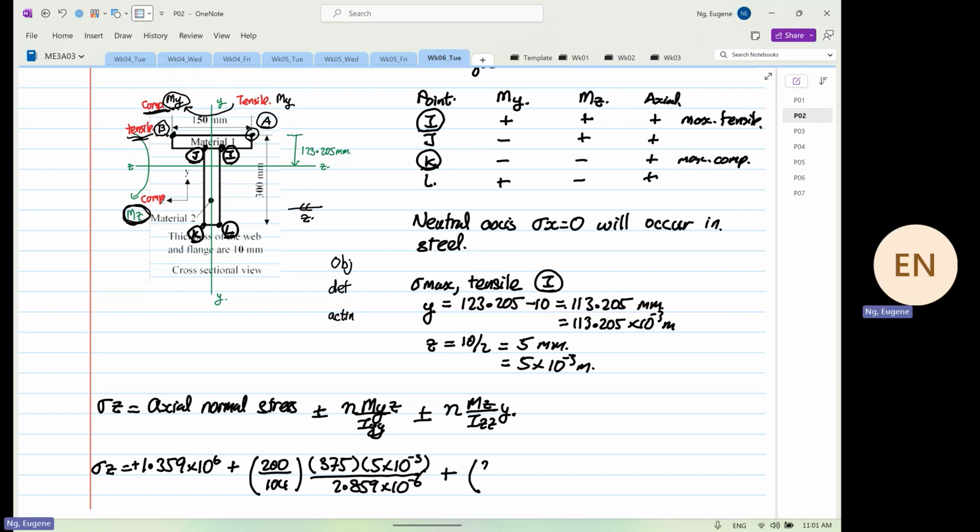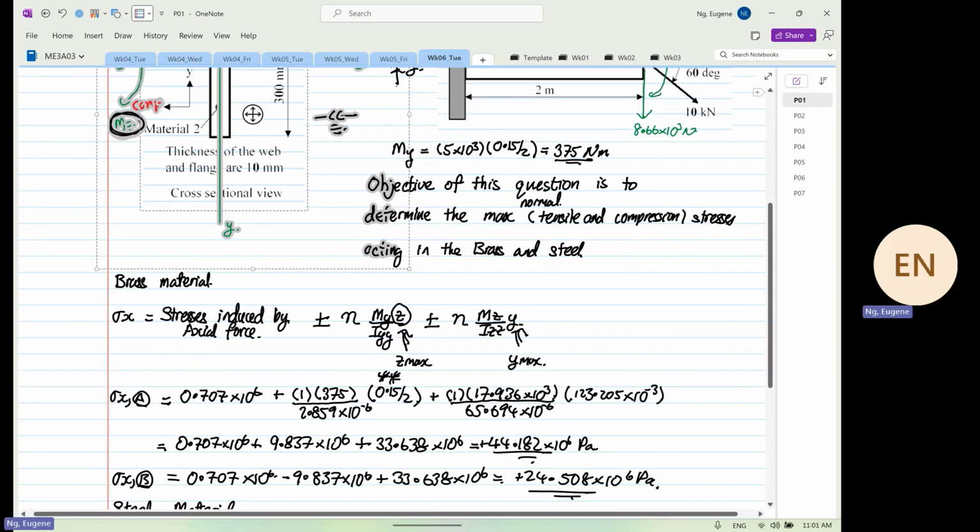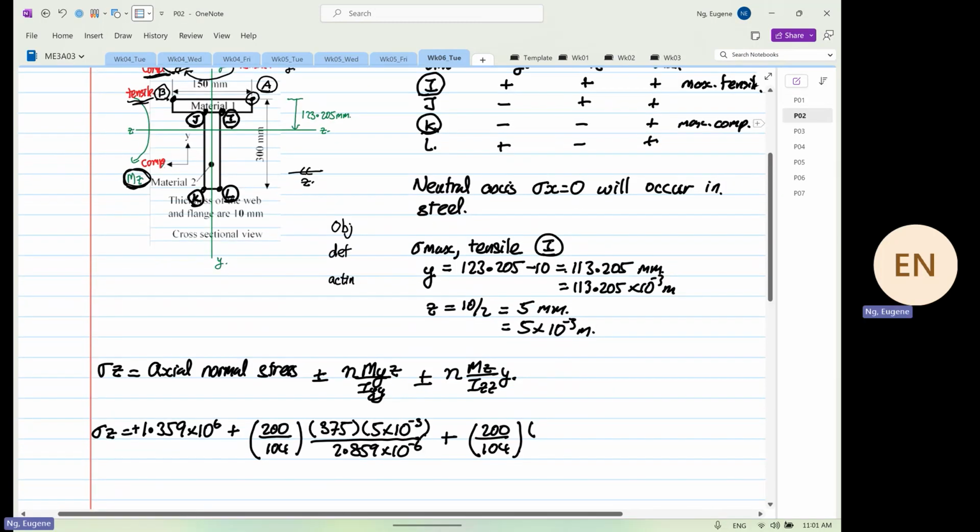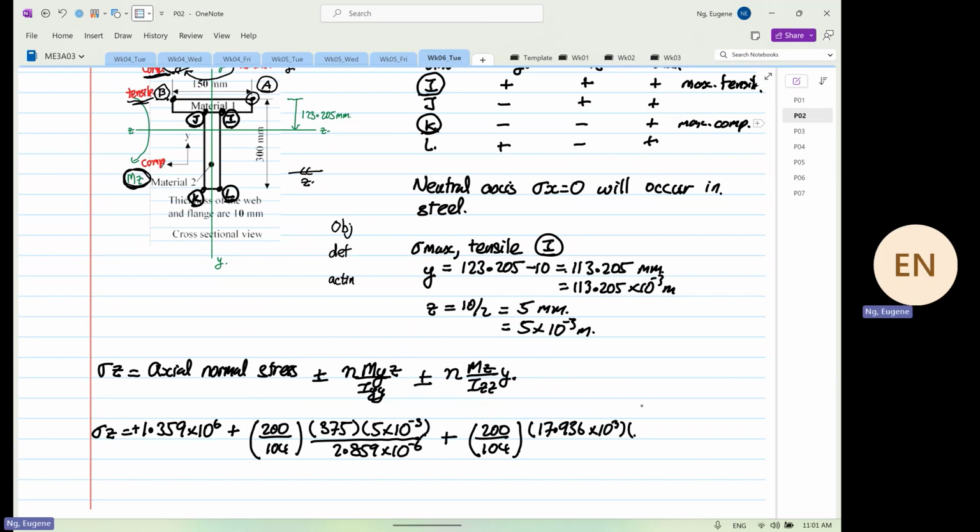Plus again, this is the n value. So Mz is what? We have Mz earlier, can't remember. Mz is equal to 17.936 times 10 to the power 3. Y is equal to 113.205 times 10 to the power minus 3, and divide by your Izz, which is equal to 65.694.